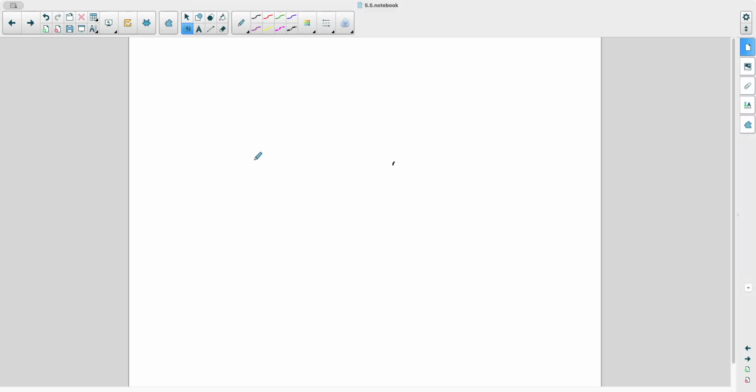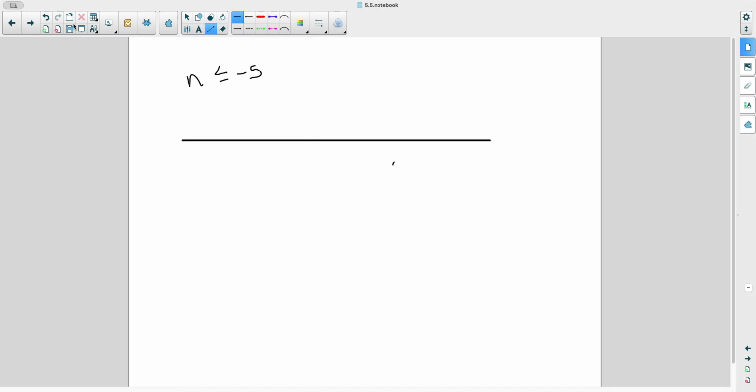Okay, let's do a couple things. Let's make sure we understand how to graph. If n is less than or equal to -5, and I have a number line, I think this is one of my questions that I had. What do I draw at -5? A filled in circle, a closed circle, right?